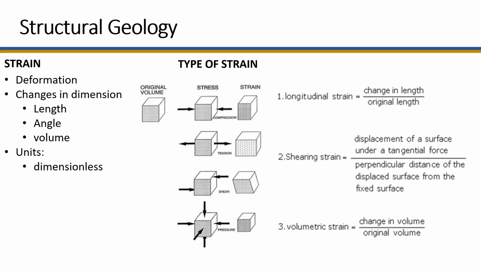Volumetric strain is a type of deformation that is associated with the change in volume after material has been subjected to compressional stress. The calculation involves the ratio between the final volume and the original volume. Shearing strain, or rigidity strain, is a type of deformation that is associated with the change in shape after material has been subjected to shear stress. The calculation involves the ratio between displacement of the surface under tangential force and the original position of the displaced surface.